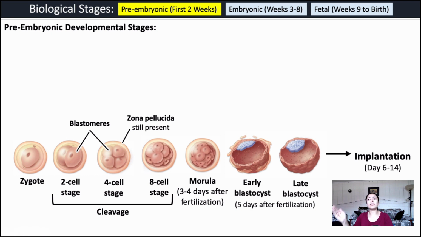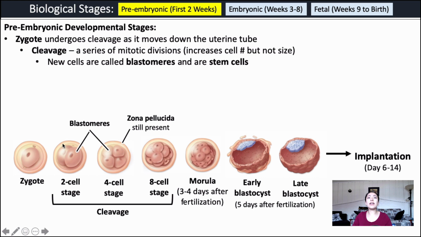So it goes up to about day 16 or so. The pre-embryonic stage begins with the zygote. And after we have the zygote, it undergoes cleavage as it moves down the uterine tube.